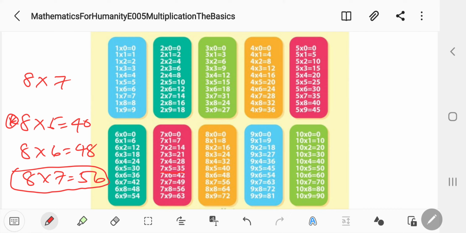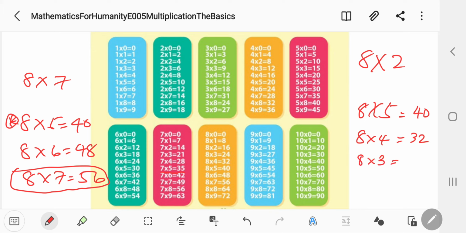So now, how about 8 times 2? Well, of course, you know that 8 times 5 is equal to 40. And so 8 times 4 would be, you have to subtract 8 here, 32. And then 8 times 3 would be, you have to subtract 8 from 32. This is 24. And then 8 times 2 would be 16. So that's how easy it is.